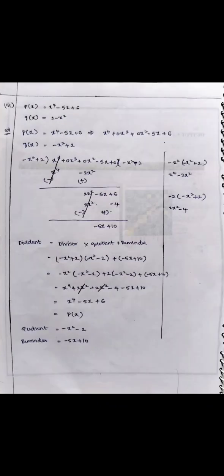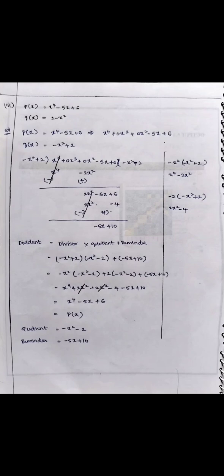And the third bit is p of x is equal to x power 4 minus 5x plus 6, and g of x is 2 minus x square. So in this one also the x cube term is missing and the x square term is missing. So I have written 0 into x cube plus 0 into x square, because 0 into x cube will be 0 again, and 0 into x square will be 0 again. And g of x, I have written in order, that is minus x square plus 2. So we are dividing x power 4 minus 5x plus 6 by minus x square plus 2.